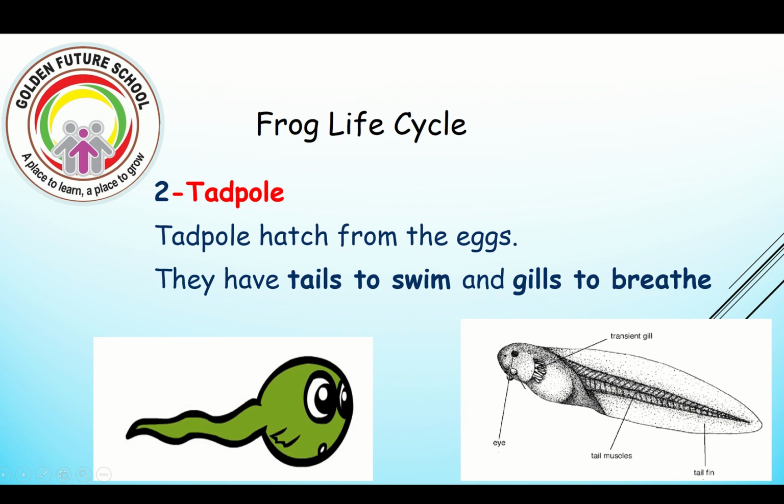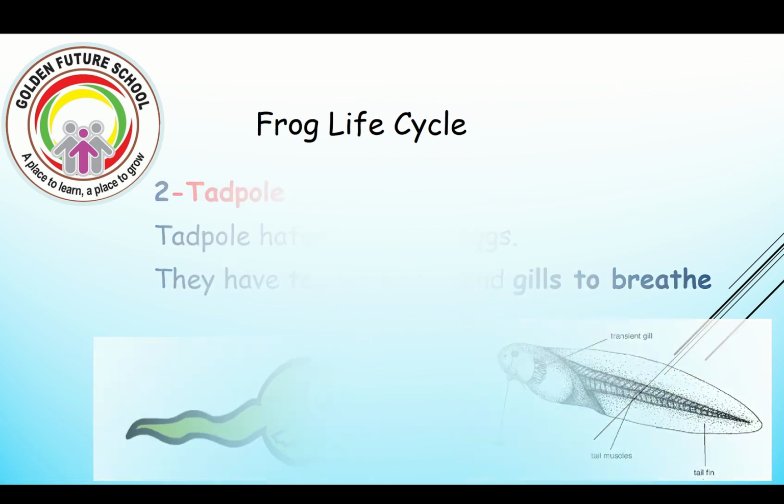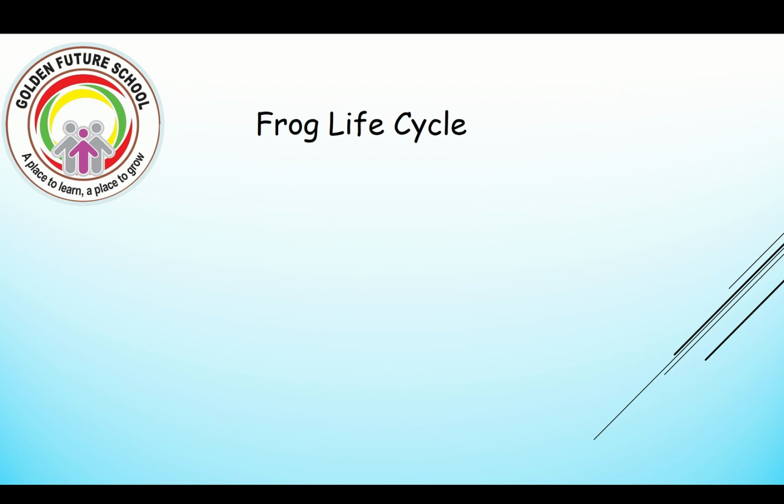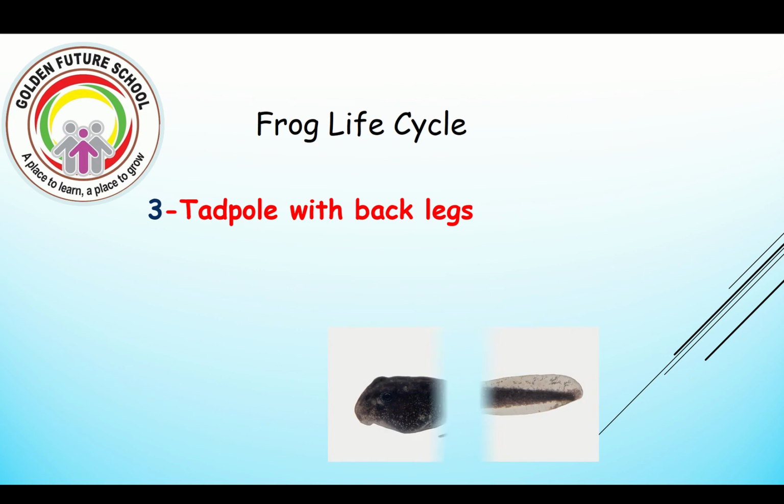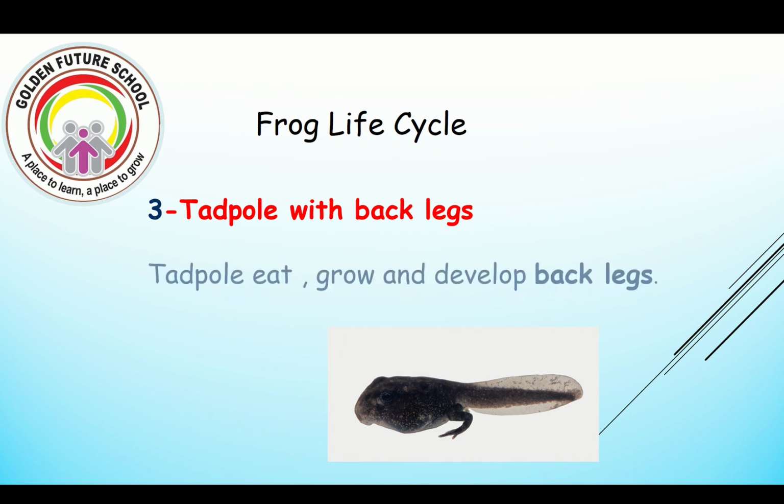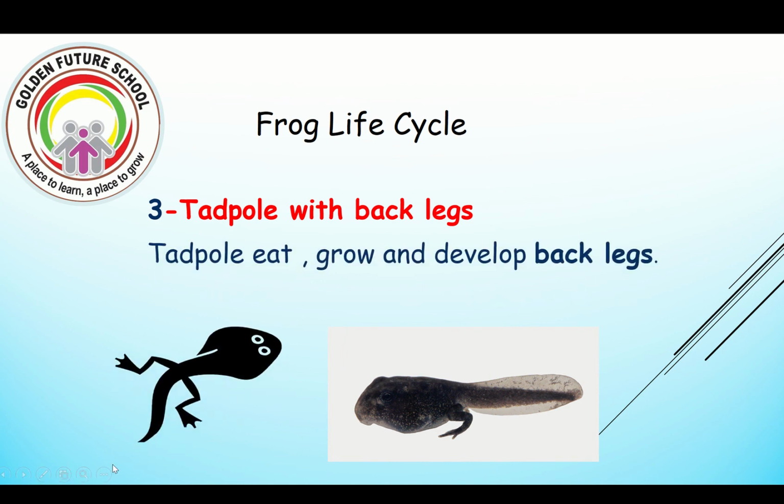Okay, the next step, after the tadpole eats a lot of food inside the water, it grows back legs. Growing two legs in the back, in this stage we call it tadpole with back legs. Look, two legs in the back, we say tadpole with back legs.